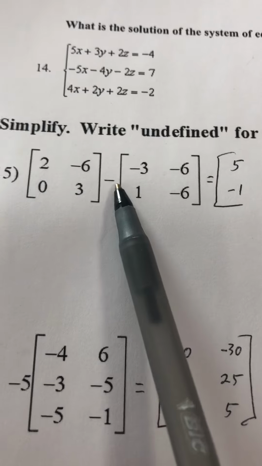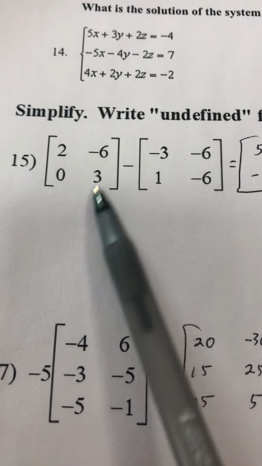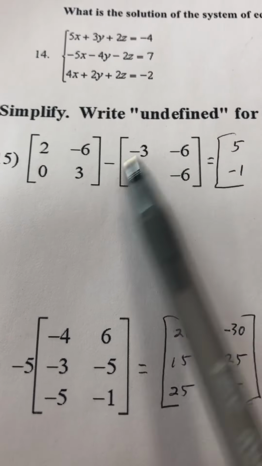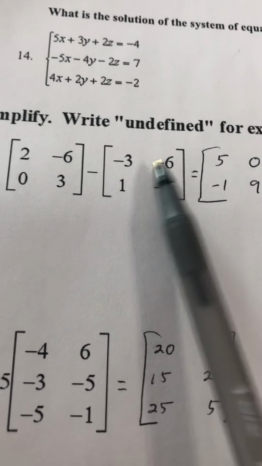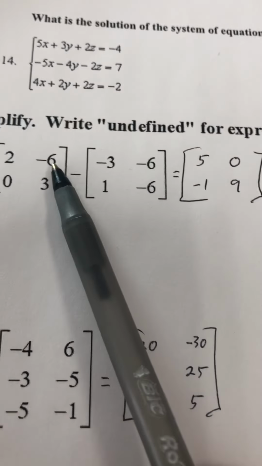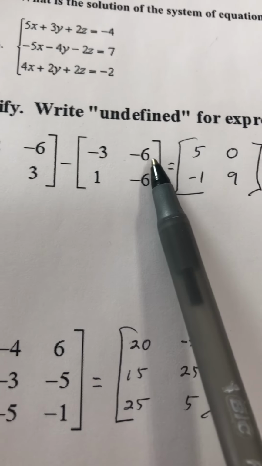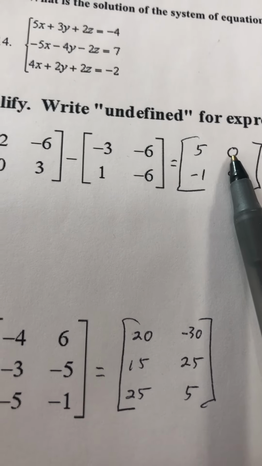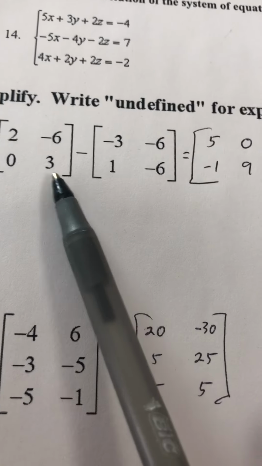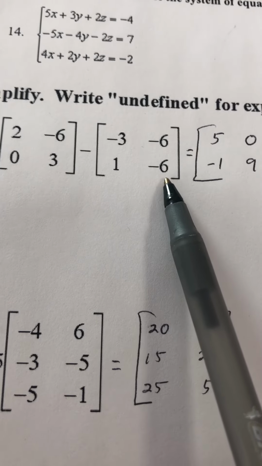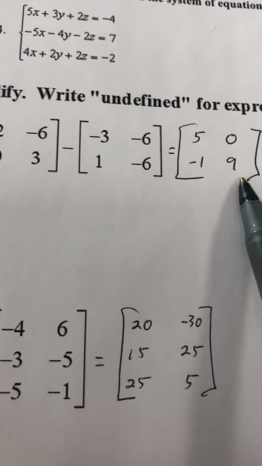So I'm just going to subtract this matrix by this matrix. So 2 minus a negative 3 is a positive 5. A negative 6 minus a negative 6 gives me 0, because that's negative 6 plus 6. 0 minus 1 is negative 1. And 3 minus a negative 6, so 3 plus 6 is 9.